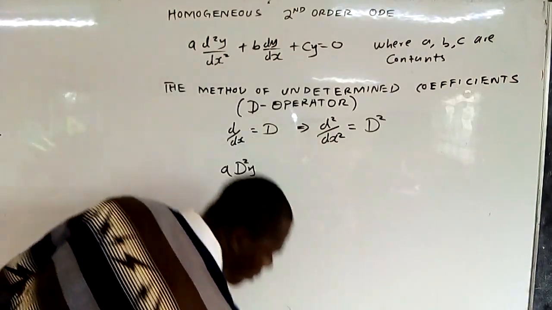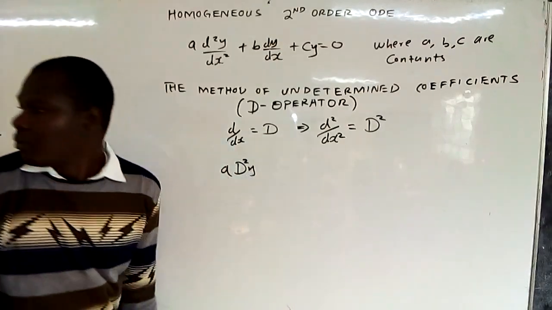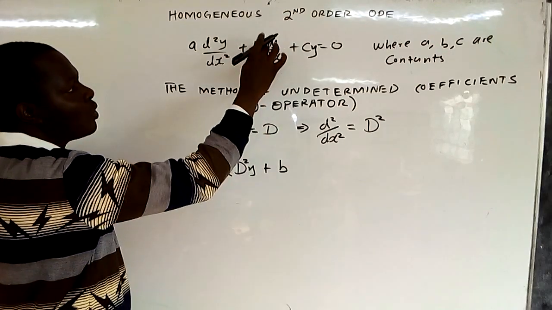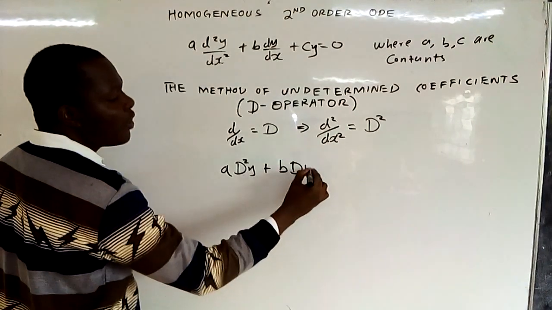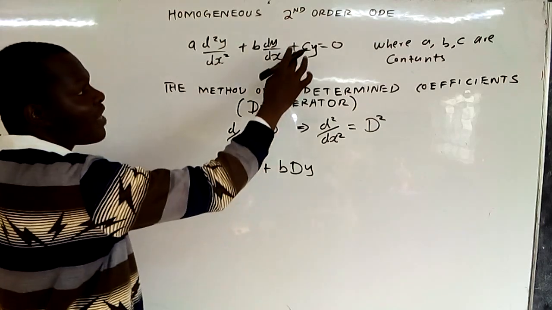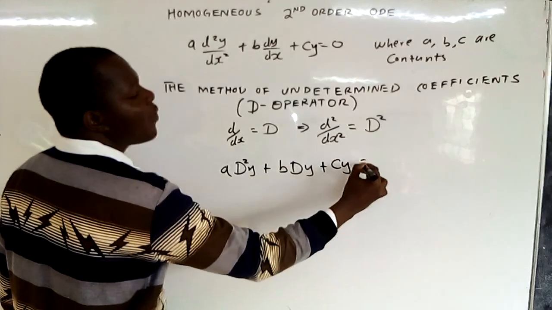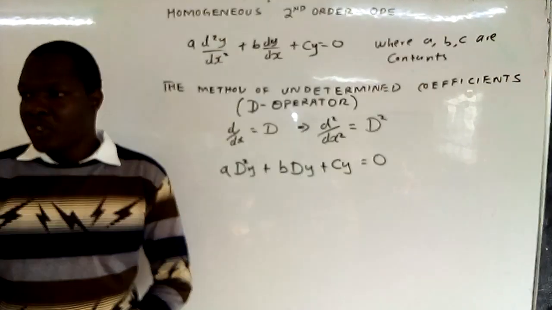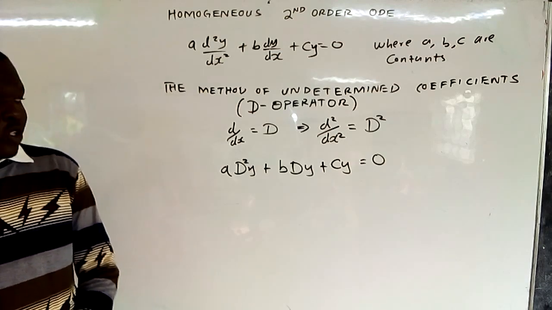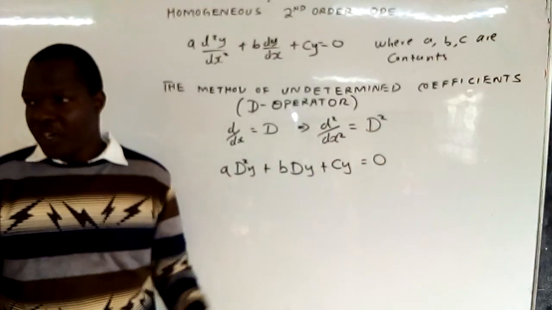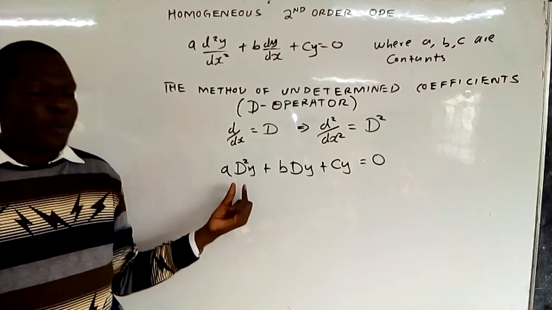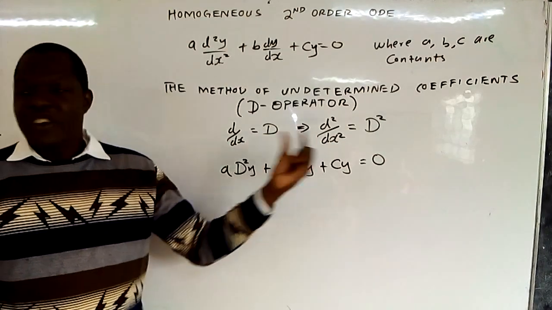So from there, we now have the next one, plus b into d over dx is D y, so b D y, then plus c y is equal to 0. So the first method is to get rid of the derivatives by substituting them with the D operator. Now we want to solve this equation, because the D operator is involving derivatives.